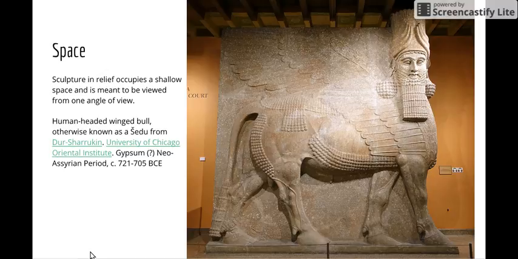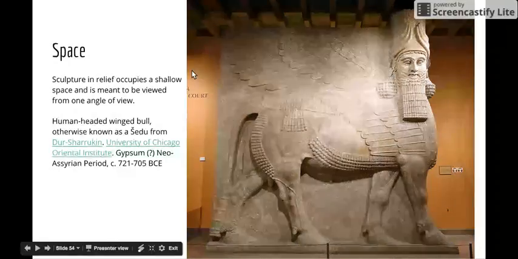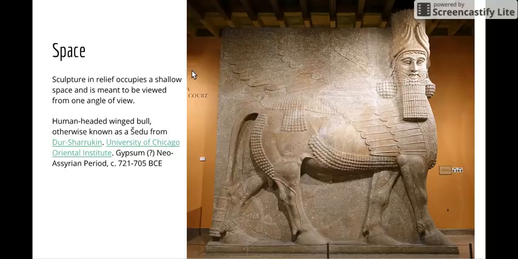So, sculpture in relief occupies a shallow space and is meant to be viewed from one angle of view. In this ancient Assyrian artwork, which was a kind of sculptural form on a building, you see that there are some parts of this creature that are quite volumetric, quite sculptural, that is in deep relief, and some parts like this wing here that is very shallow relief. But if you were to walk behind it, there's nothing to see. You're only meant to look at it from this point of view.